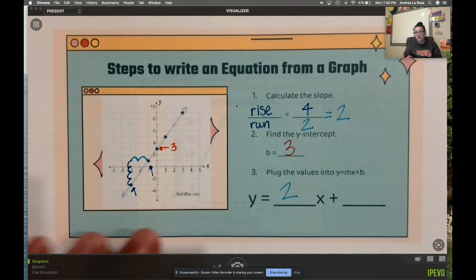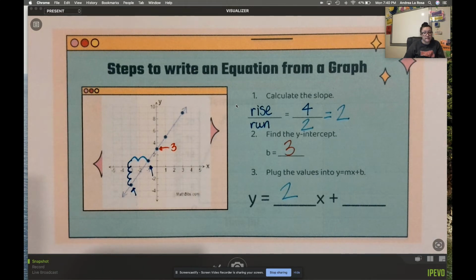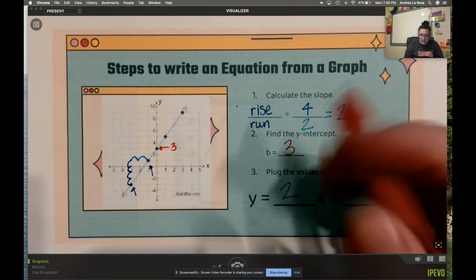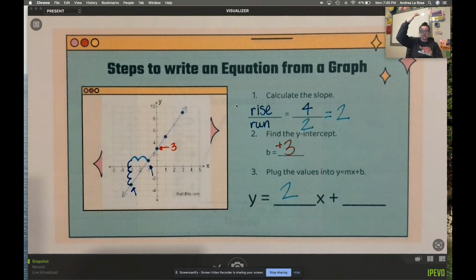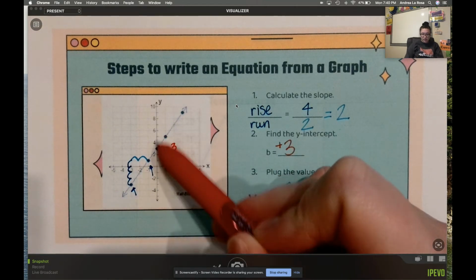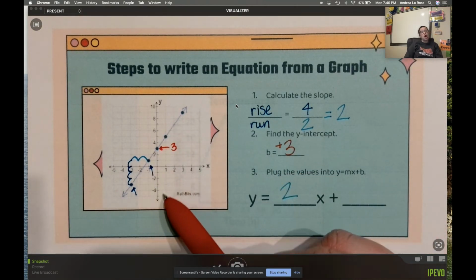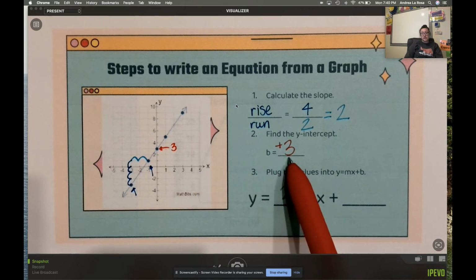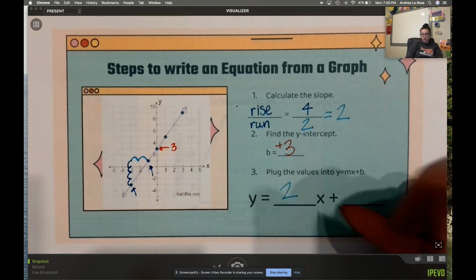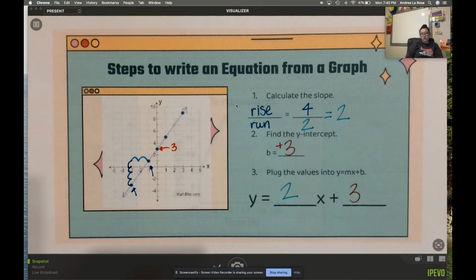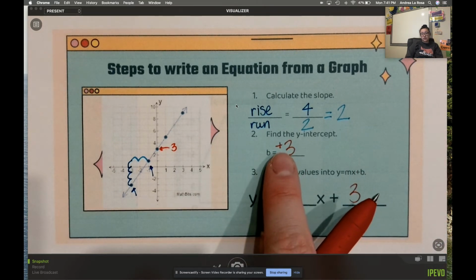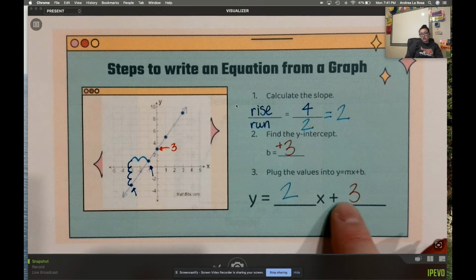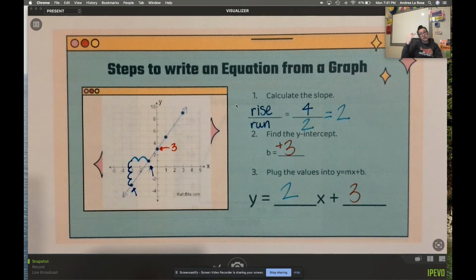Is it a positive 3 or is it a negative 3? Why? It's a positive 3 because it's above my origin. Those are all positive numbers above my origin. If it was below my origin, then it would be negative. So because it's a positive 3, that means I'm adding 3 in my equation. If that was a negative 3, then I would be subtracting in my equation because it's below my origin.